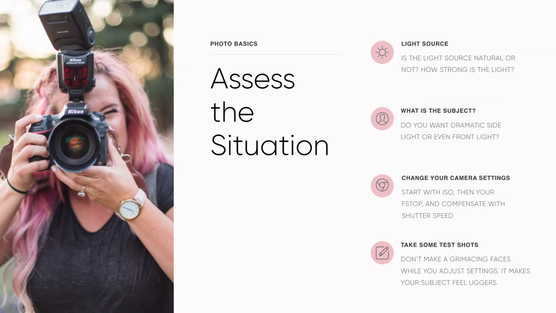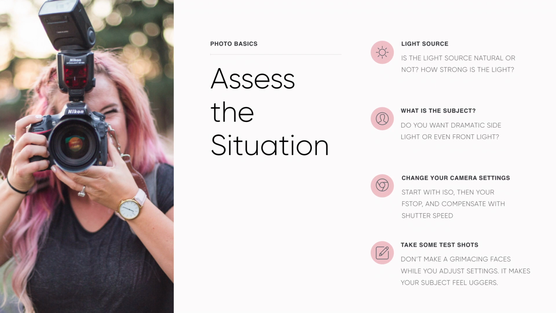Anyway, okay, so you're going to assess the situation. What is my light source? Is the light source natural or not? If it's natural, like the sun, then you have great quality of light. If it's not, like fluorescent, incandescent, any of these indoor lights, that means it's not as strong. So that's how you'll start. You'll start with your ISO, go really high if it's inside, and keep it low, 200, if you're outside.